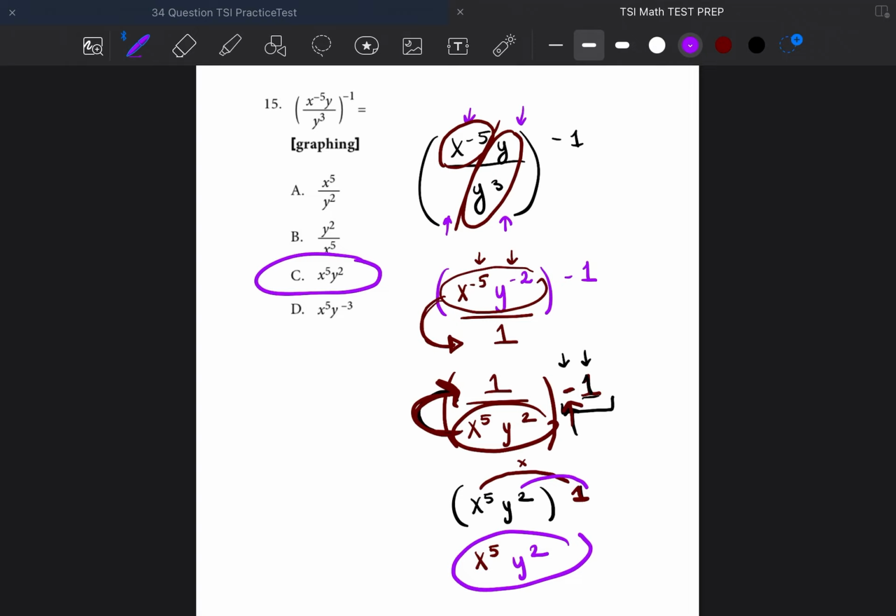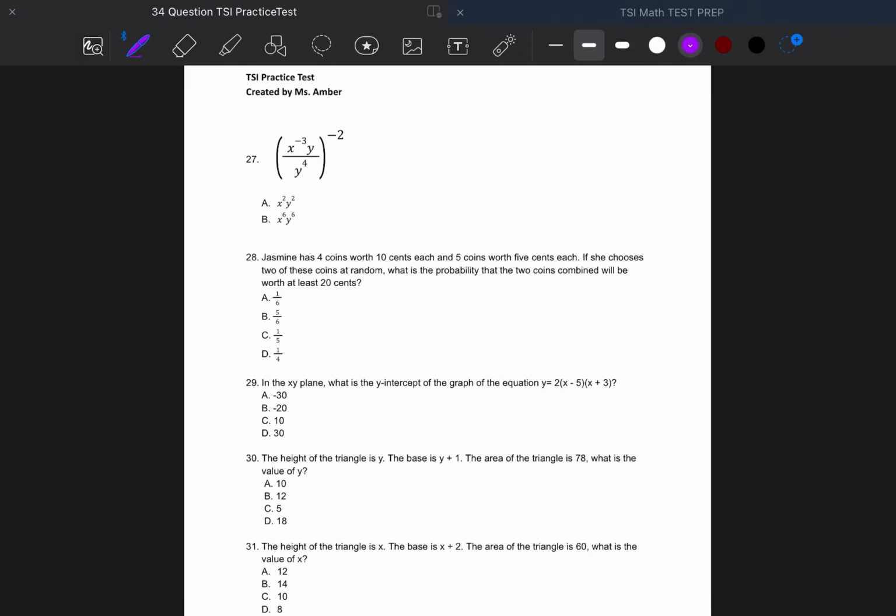So I created a practice test now that we were done using the example problems that the TSI exam gave us. We now need to practice this more and more, and that's why I created this practice test. So here's my practice test.